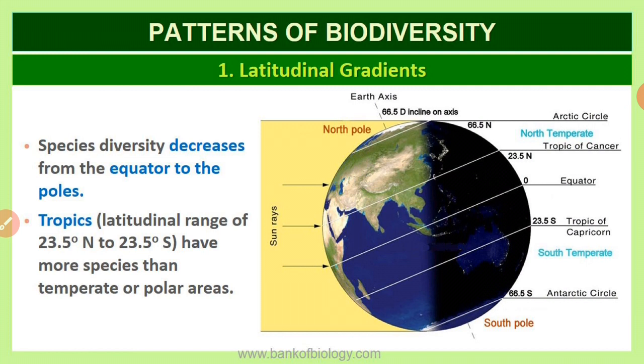So in latitudinal gradients, species diversity decreases as we move away from the equator towards the poles, be it the North Pole or the South Pole. You have to keep this in mind. Species diversity goes on decreasing as we move away from the equator towards the pole. The tropics, that is the latitude range of 23.5 degrees north to 23.5 degrees south, have more species than temperate or polar regions.